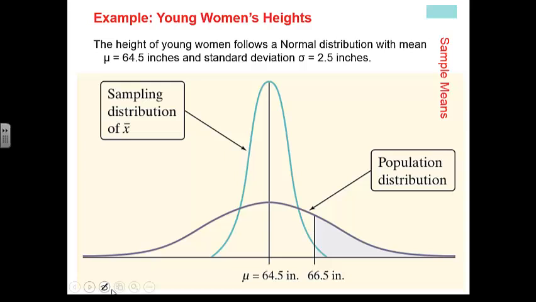And there's the picture, and you can see how much less variable the sampling distribution is than the population distribution. And see right here, that same 66.5, how much less likely it is to fall in that area if you're talking about the mean of a sample of 10 women versus if you just talk about one single woman out of the whole population, because you will have taller people.